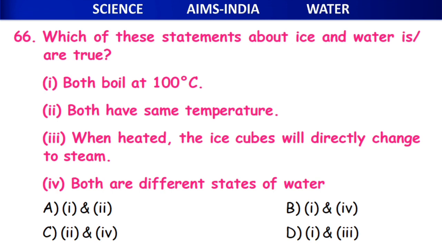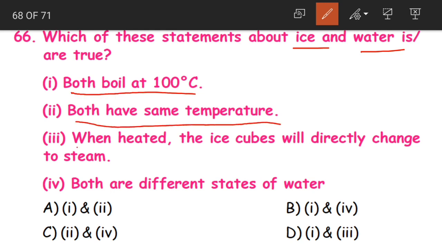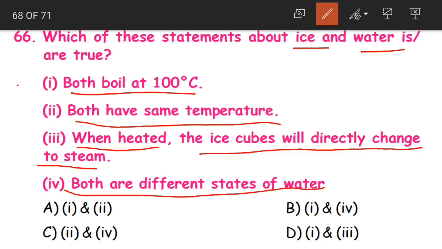Which of these statements about ice and water is or are true? So which is the true statement about ice and water? The options are: both boil at 100 degrees Celsius, both have the same temperature, when heated the ice cubes will directly change to steam, or both are different states of water. And the answers are 1 and 4. That is, both boil at 100 degrees Celsius and both are different states of water. Okay, children, so B is the correct option.